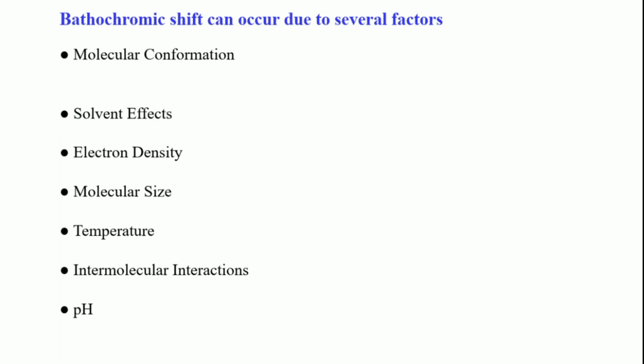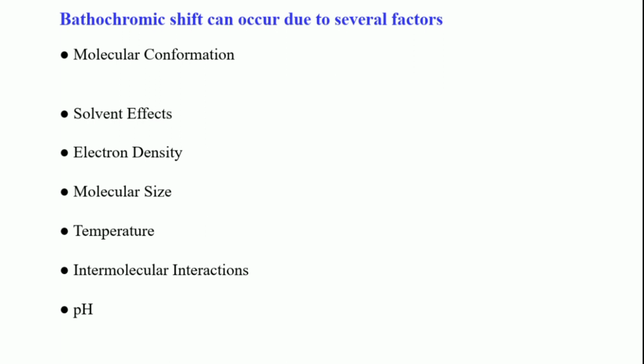Bathochromic shift can occur when the molecule is placed in a different solvent with varying polarity or refractive index. The extension of conjugated pi-electron systems can cause the shift in the absorption of light towards longer wavelength. Changes in the molecular structure, such as the addition of a functional group, can lead to bathochromic shift.